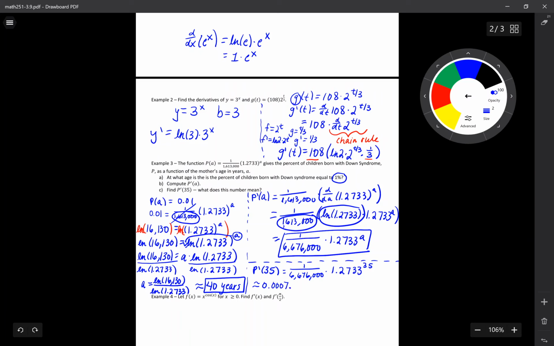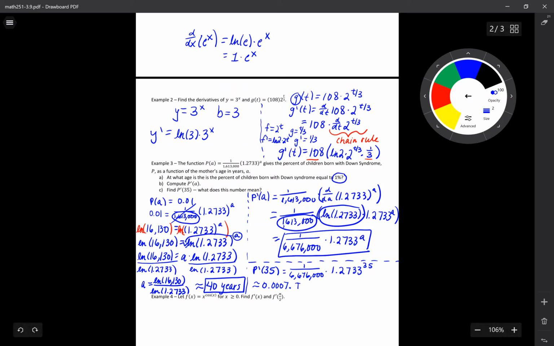And what does this mean in terms of this problem? Well, we're finding p prime, and remember, derivatives are rates of change. So this means that when a mother is 35 years old, the incidence of children born with Down syndrome is changing, or increasing since this number is positive, at a rate of 0.0007 per year.